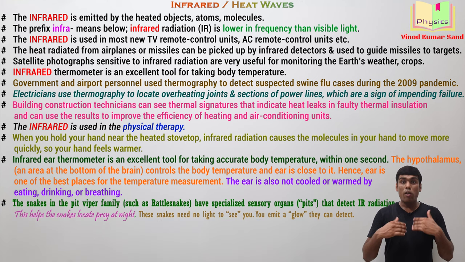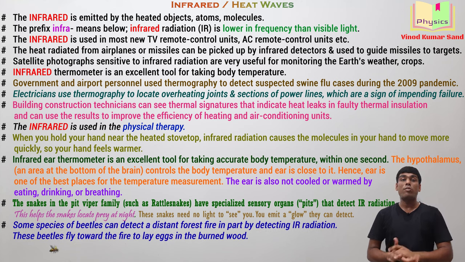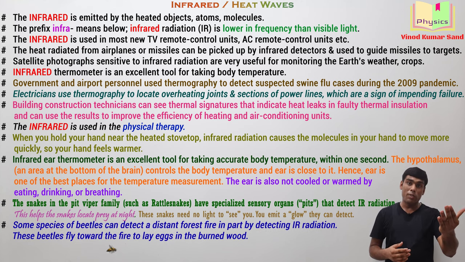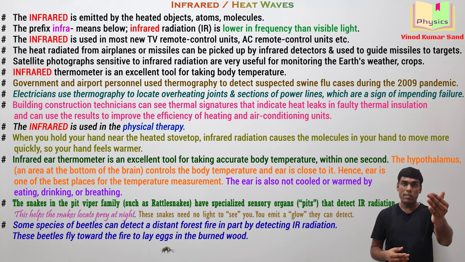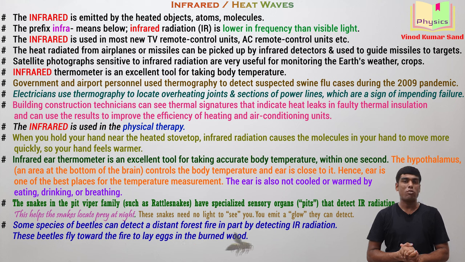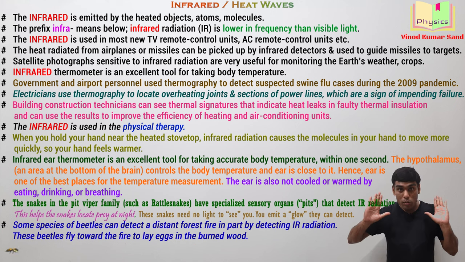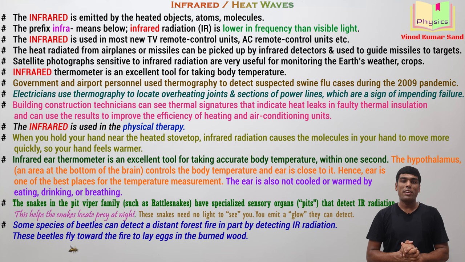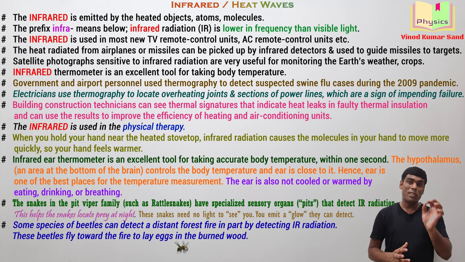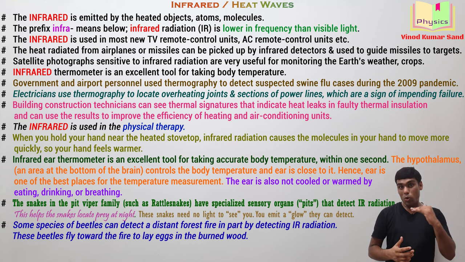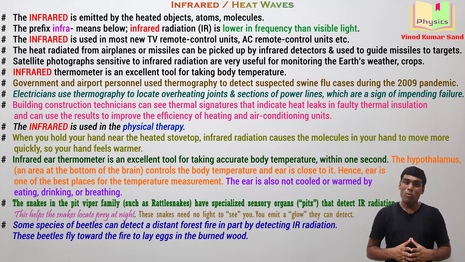Some species of beetles can detect a forest fire from far away. Actually, from far away, they sense the infrared coming from the forest fire. And these beetles fly toward that infrared to lay their eggs in the heated up or burned wood. So, by looking at the behavior of these beetles, people can predict a jungle fire. Got it? The forest fire.